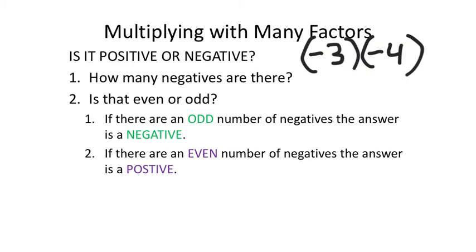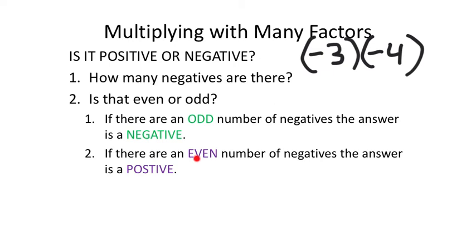We're trying to figure out how many negatives there are. If there are an even number of negatives or an odd number of negatives, that will determine the sign of the answer. So if there are an odd number of negatives, the answer is a negative.